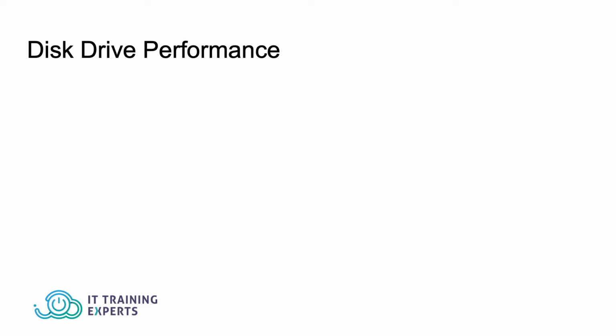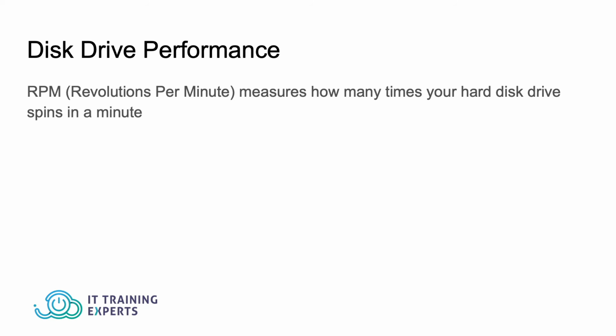In this lesson, we're going to dive into the topic of disk drive performance. The first concept is something called RPM, or revolutions per minute. If you bought any hard disk drive from a consumer electronics store, you probably have seen RPMs on the box. It measures how many times the hard disk drive, or more specifically the platter within the drive, spins in a minute. The higher the RPM, the faster the hard disk drive. So at a very basic level, the RPM measures the speed of the disk drive.